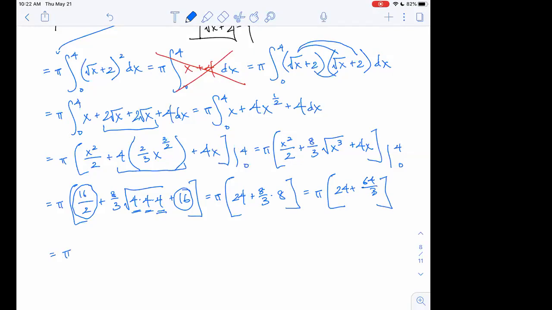So this gives me pi times 24 plus 64 over 3, which gives me pi times, let's put everything over 3. So 24 times 3 is 72. And when I add those, I get 136 pi over 3.